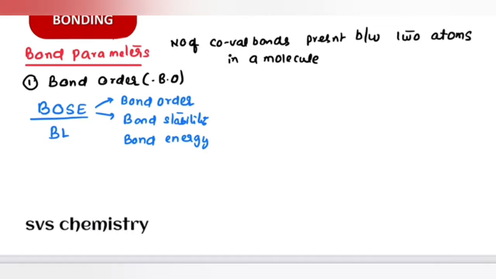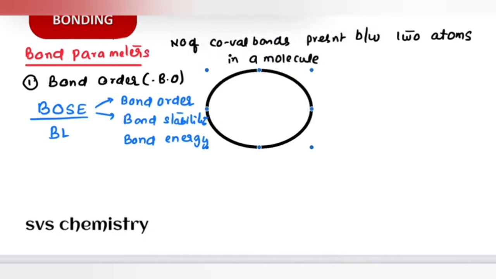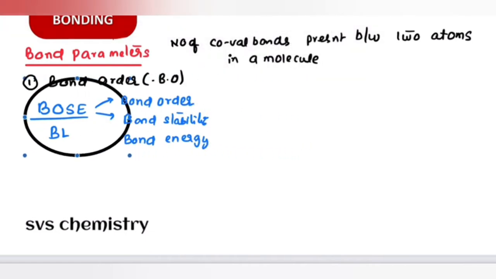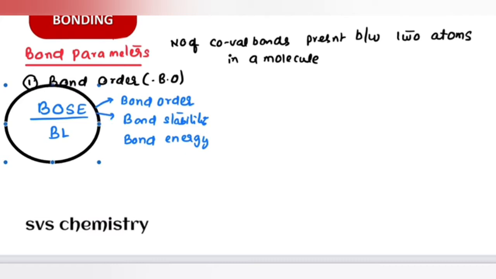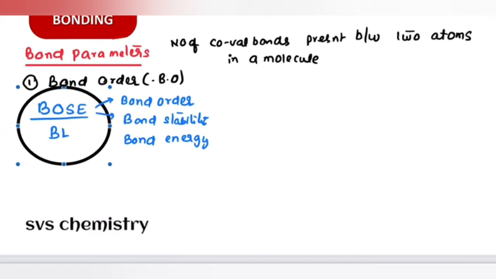First one we are discussing is bond order. You only need to remember one relation, so that is very important. BO is nothing but bond order, BS for bond stability, BE for bond energy. BO is inversely proportional to bond length, and directly proportional to bond order, bond stability and bond energy.